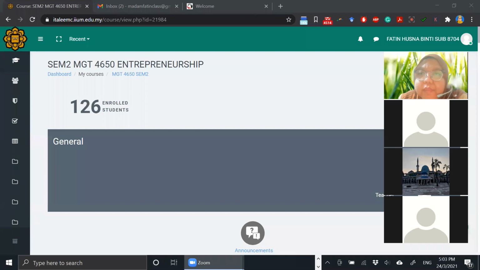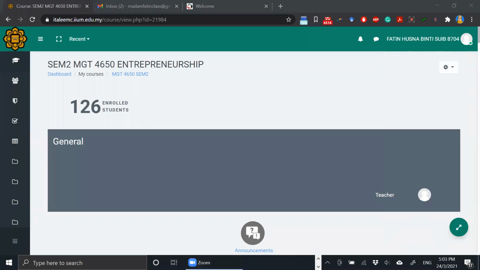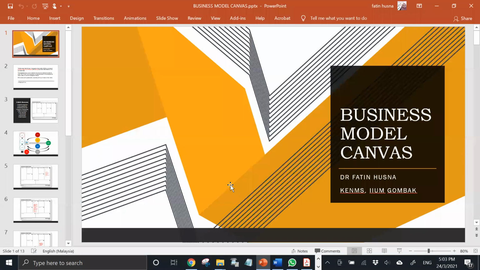So I'm going to just continue my lecture. Okay, this one is BMC. So BMC, why is this very important? I mean, business model canvas. Basically, business model canvas has been used for pitching.